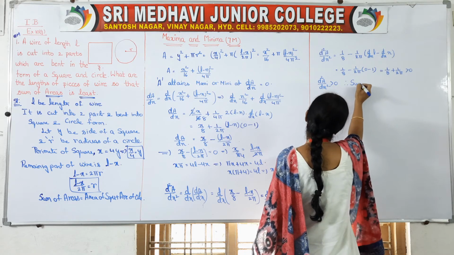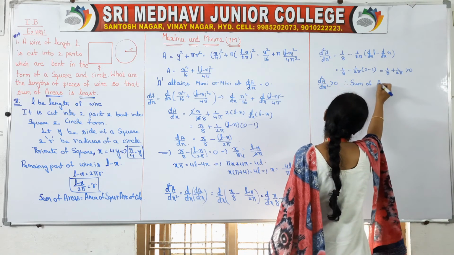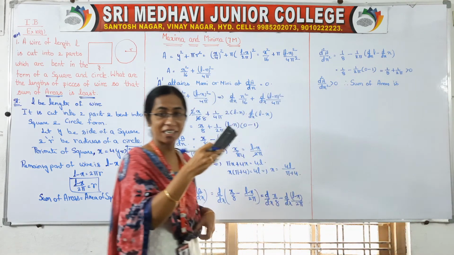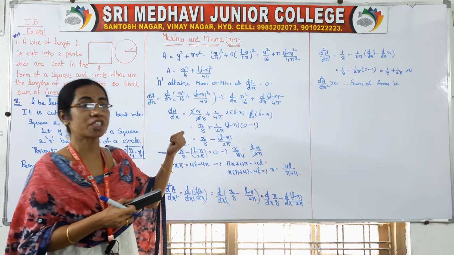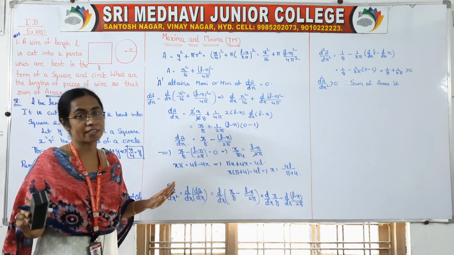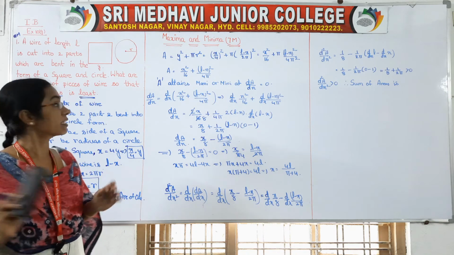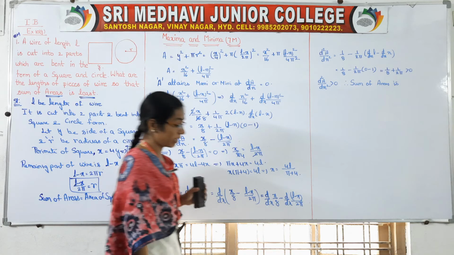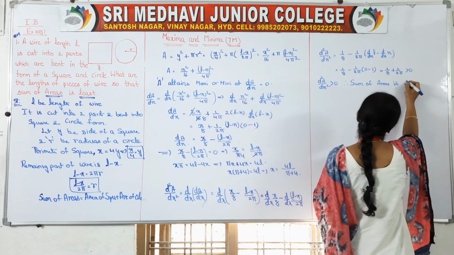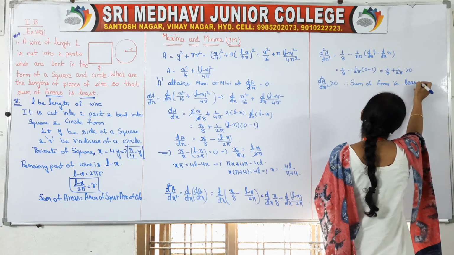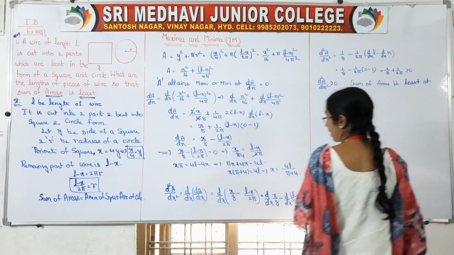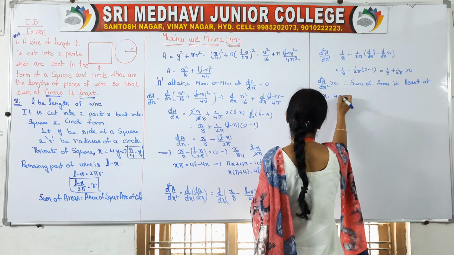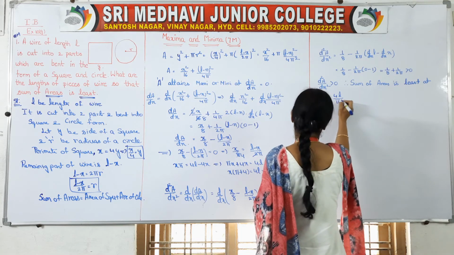Therefore, the sum of areas is minimum. Isn't it? Greater than 0, minimum. Here in the question, least and minimum are the same, and maximum and greatest are the same. In the question, it is given that the sum of areas is least. At which value did we get it? We got x is equal to 4L by pi plus 4.